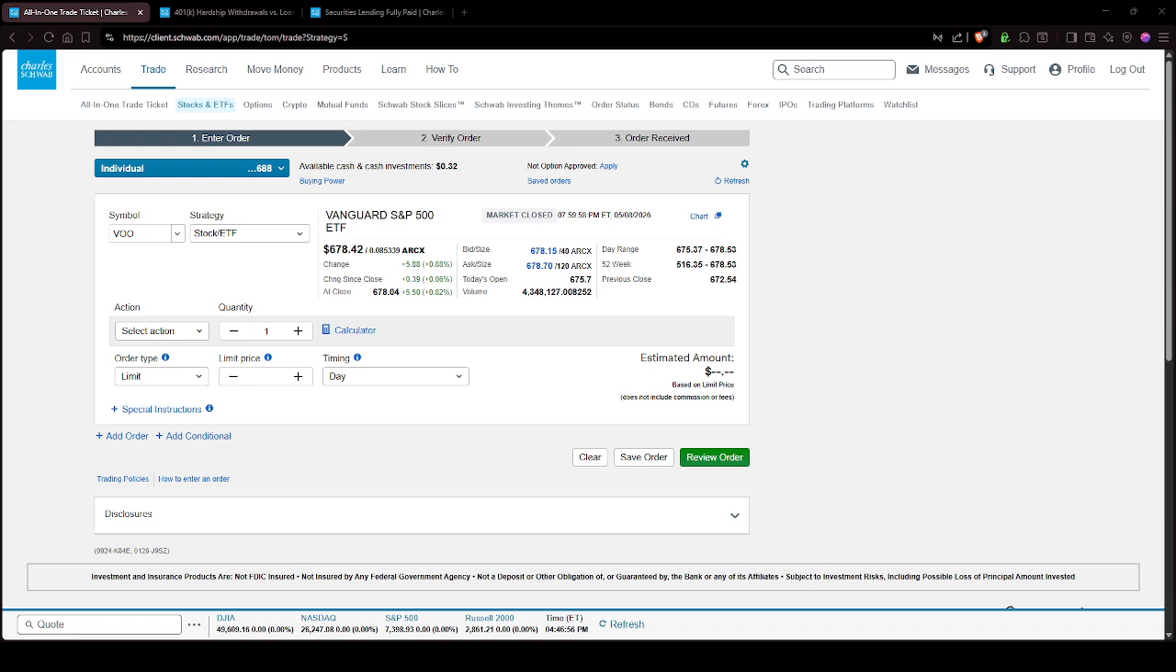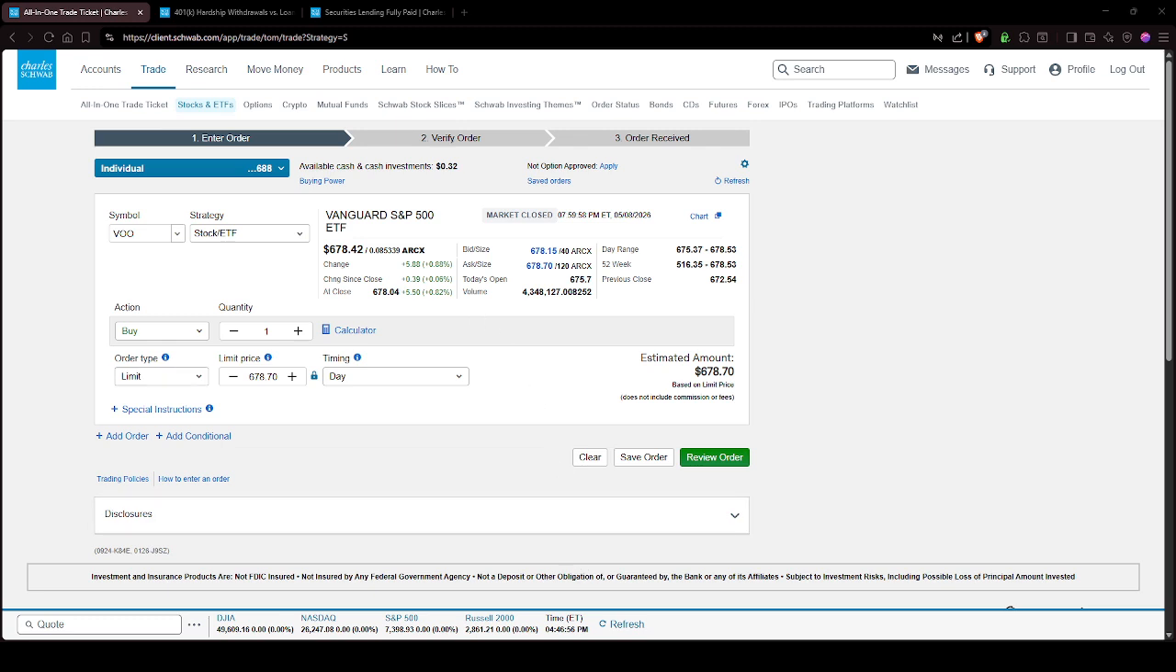Choose whether to buy or sell, and input the number of shares or contracts you wish to trade. Before confirming the trade, review your order for accuracy. Additionally, you can set parameters for market or limit orders based on your trading strategy. After confirming your order, you will see a notification that your trade has been submitted. You can monitor the progress of your trade in the orders section of your account.